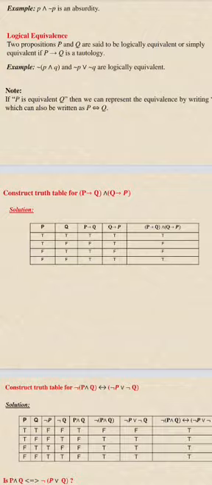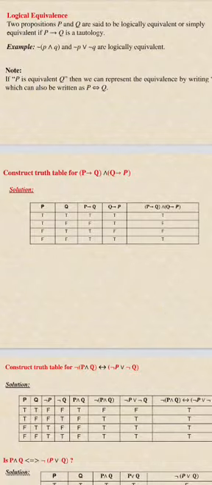The P, Q truth values are given. For P implies Q: true true is true, true false is false, false true is true, false false is true. Next, Q implies P: true true is true, true false is false, false true is false, false false is true. Then the AND of P implies Q and Q implies P: true and true is true, false and true is false, true and false is false, true and true is true.